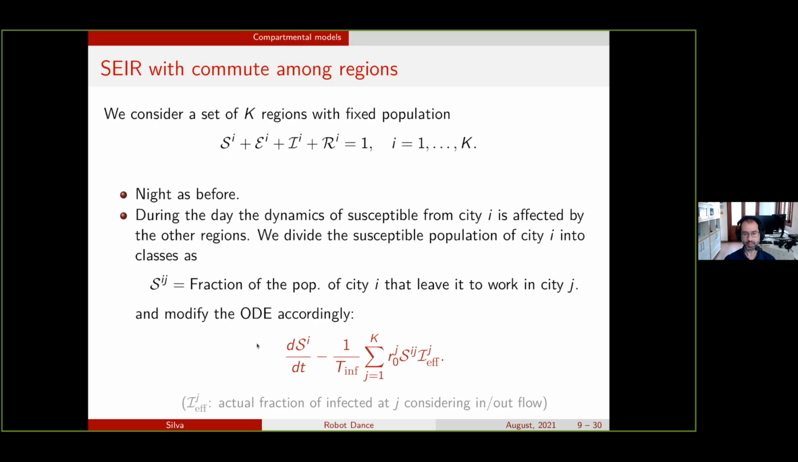A more sophisticated dynamic where a person of city I can get infected at city J, because there is the number of susceptible persons from city I who go to work during the day at city J. And at city J, they will see the infected from city J, but not the real number of infected in the city, rather an effective number of infected, because you have the influx of people from other cities going to city J during the day, and they will be subject to the local reproduction number in city J.